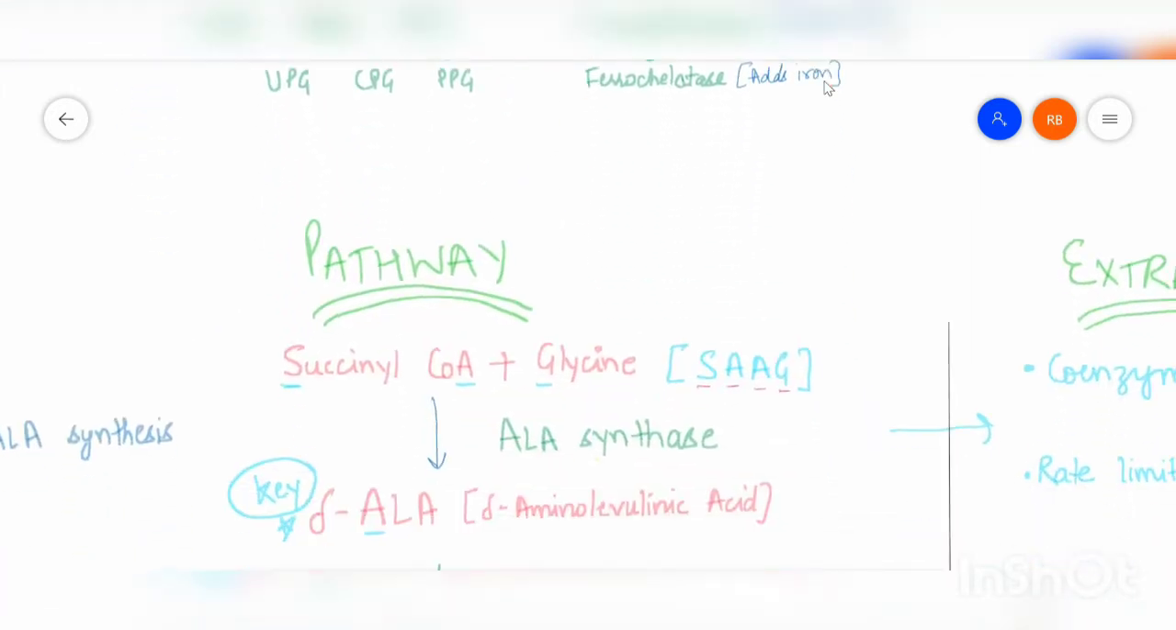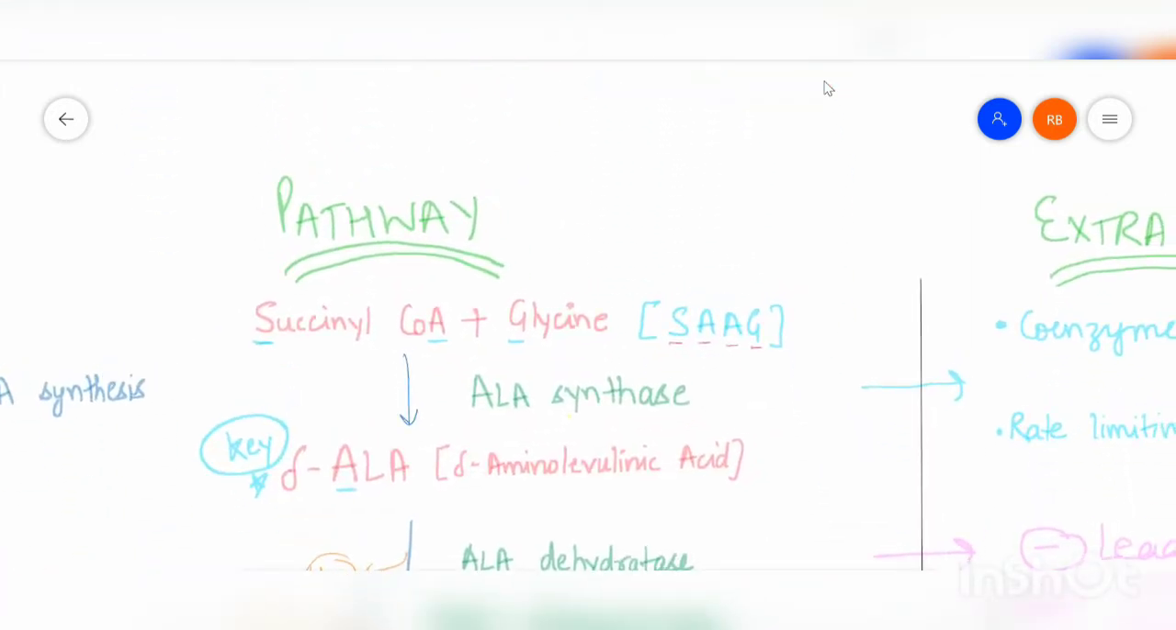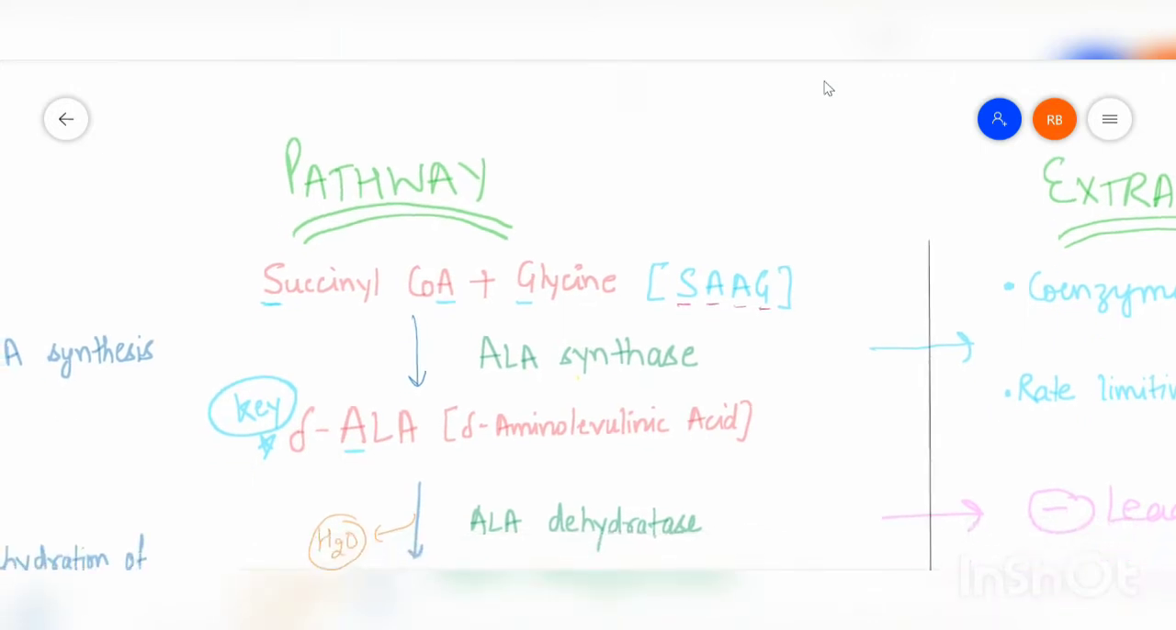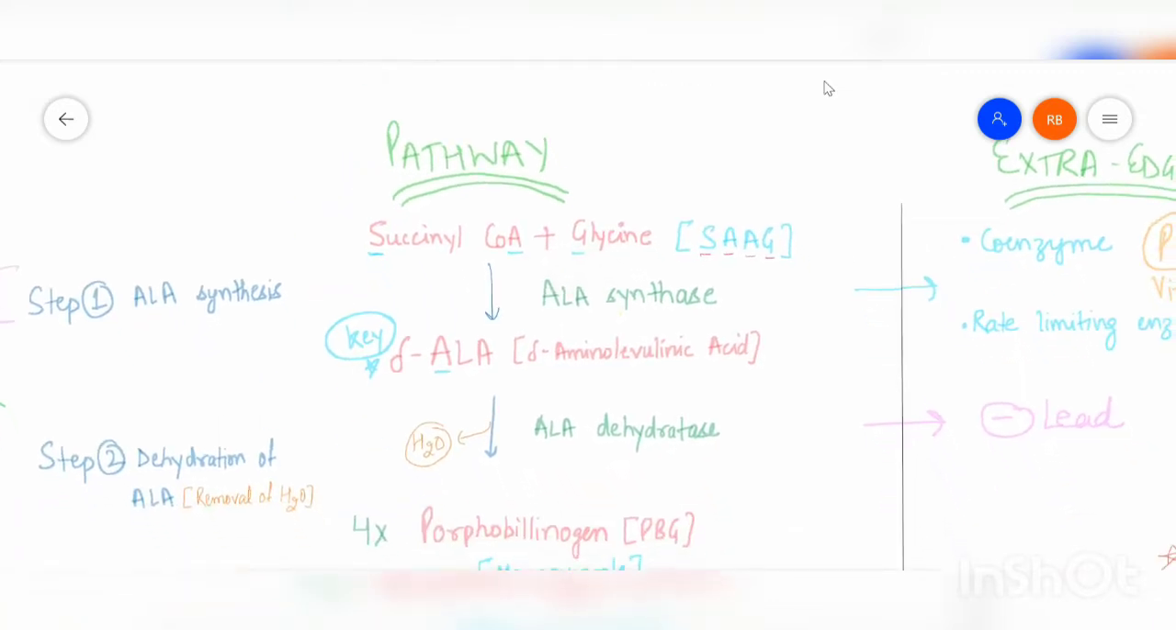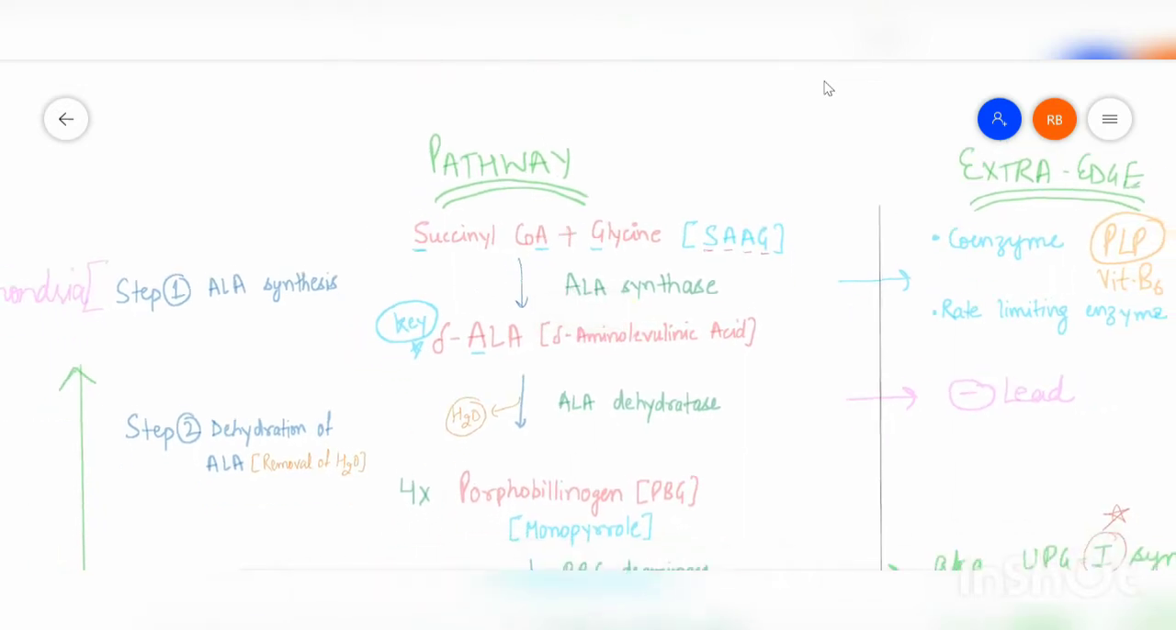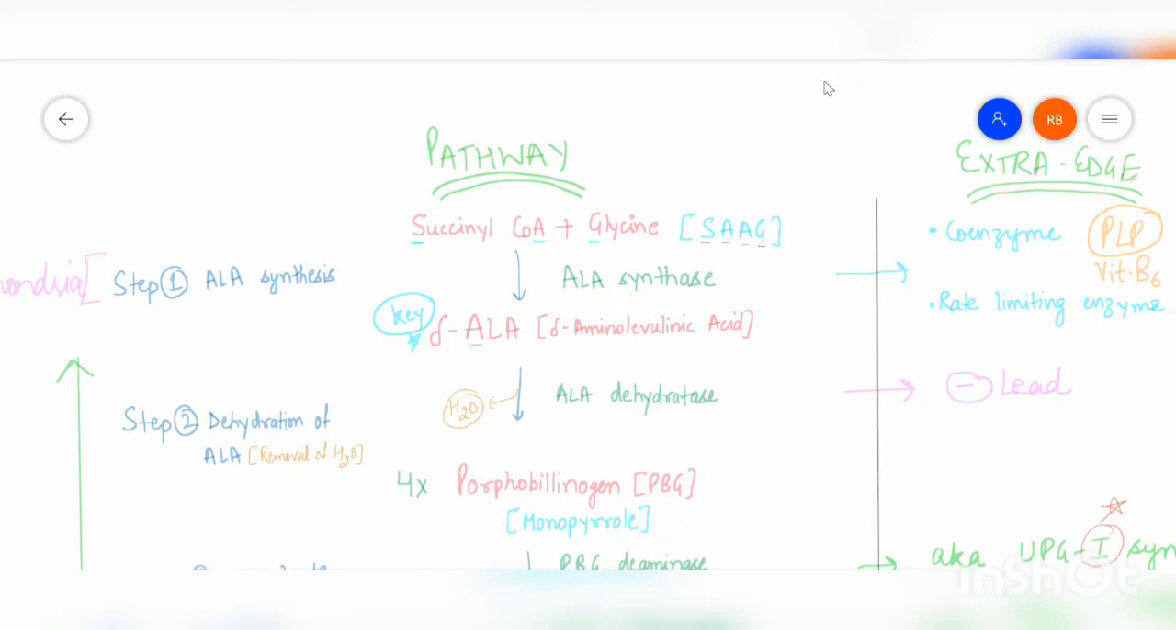Okay guys, coming on to the main pathway. First of all, the key thing to remember is ALA. ALA is delta aminolevulinic acid. First step will be the formation of ALA. So the enzyme here is known as ALA synthase. And the second step will be the dehydration of ALA, that is removal of water. So remember, for ALA, first step will be its synthesis and second step will be its dehydration.